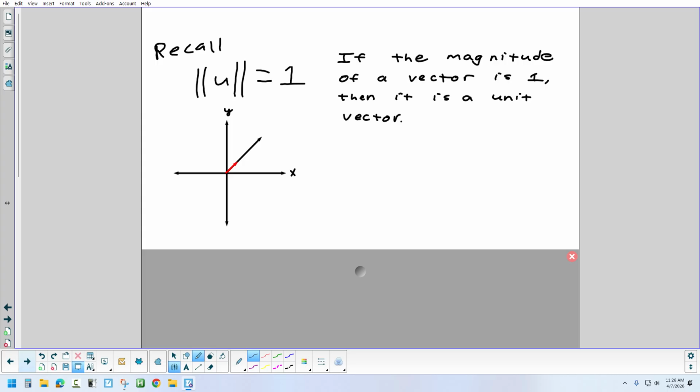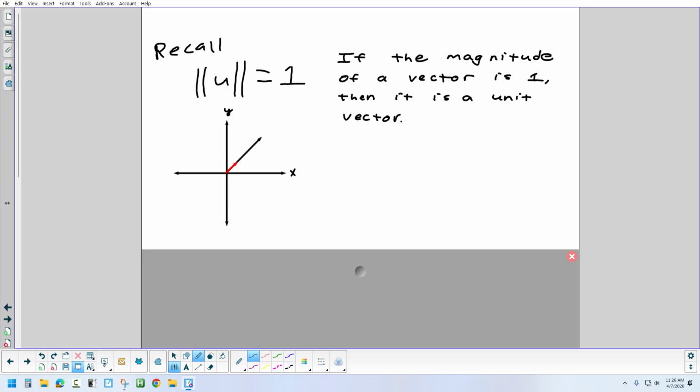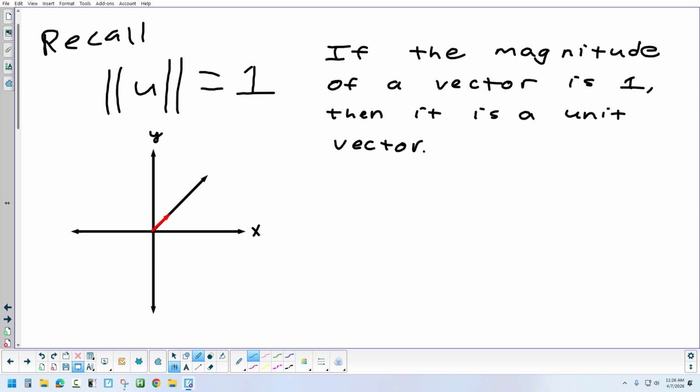So remember, this is something we said yesterday. If you have a vector that is exactly 1 unit long, then that is called a unit vector. And we do have two special unit vectors. i points right, j points up. What I want to know is if I give you a vector that's not a unit vector, I want you to be able to turn it into a unit vector. I don't want you to change the direction.